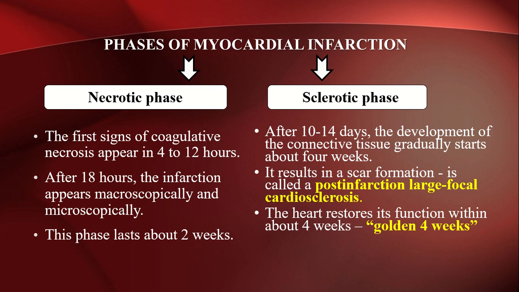There are two morphological phases of myocardial infarction. First, the necrotic phase, and second, the sclerotic phase. In the necrotic phase, the first signs of coagulative necrosis appear in 4 to 11 hours. After 18 hours, the infarction appears macroscopically and microscopically. This phase lasts about 2 weeks.